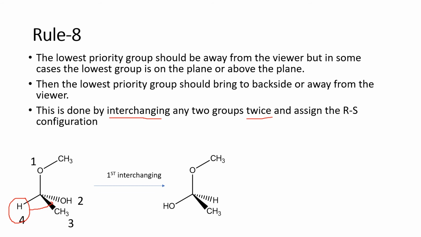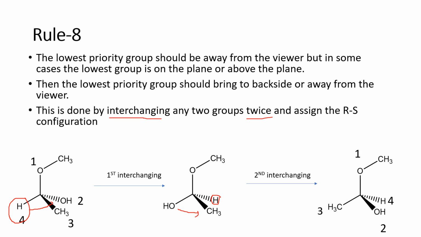So this is my first interchange. Then you don't touch this hydrogen, that means you don't touch the fourth group. The remaining 3 groups, you have to interchange any 2. I can interchange OH and OCH3, or OH and CH3, whatever you like, that is your wish. So I am now changing the OH and the CH3. I am now changing these 2 positions. Now assign the priority order 1, 2, 3 and 4. Now the fourth group has come to the back side, and you can assign the R and S configuration. Now it is revolving from here to here, therefore it is called R.